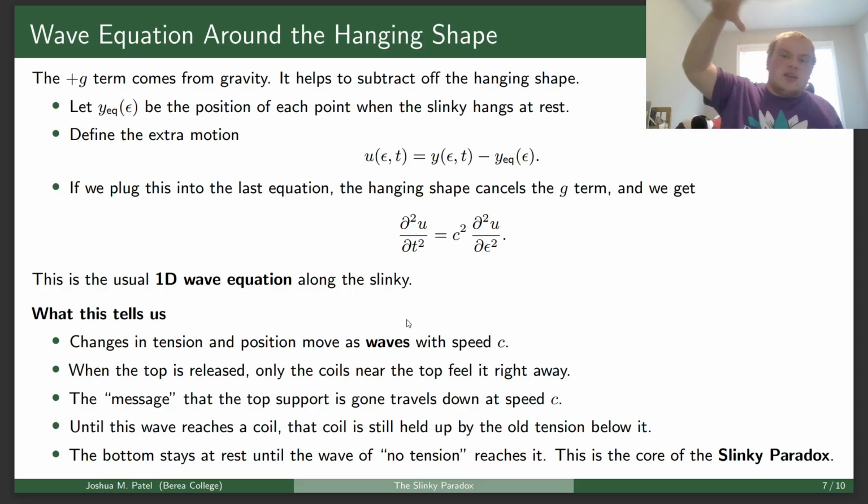That explains why, when you release it, the information of the release is not propagated until it hits whatever point epsilon you're looking at. So the change in tension and position move as waves with speed. When the top is released, only coils near the top feel it right away, and then it has to travel down, down, down. Until this wave reaches a coil, that coil will still be held up by the old tension. And this is what the Slinky Paradox is. When you release or change a slinky, the force has to propagate like a wave, and it takes time because the wave speed is very slow.